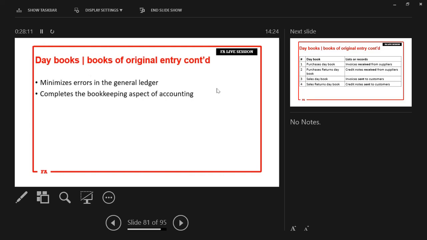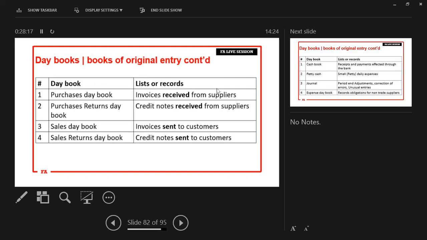So let us now look at the basic fundamental day books that we are likely to grapple with in this class. Before you sell, you must buy. So which one is that? The purchaser's what? Day book. The purchaser's day book records invoices received from suppliers. I hope that's clear. I think by now you know what invoices are, so I don't think there'll be a struggle there. The purchaser's returns day book, on the other hand, records what? Credit notes received from suppliers.